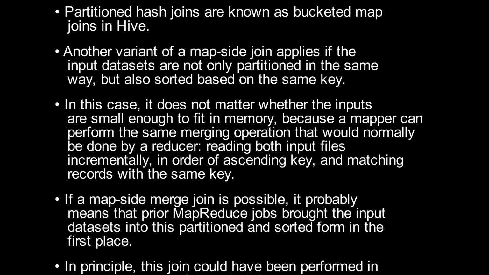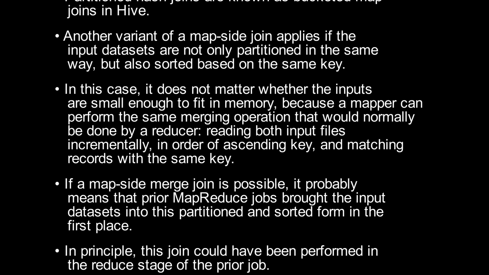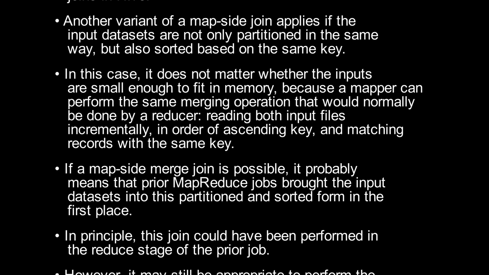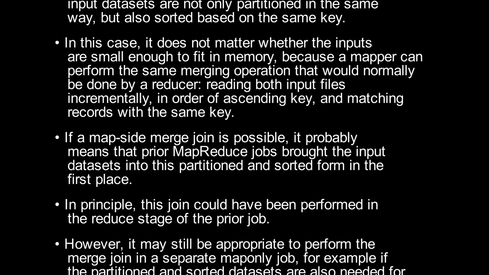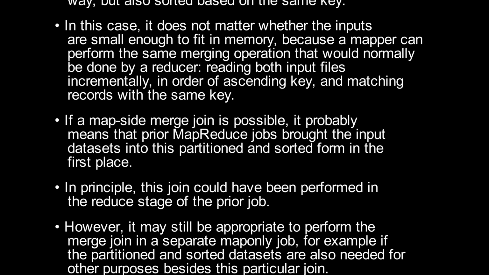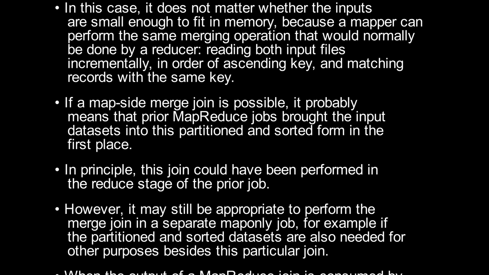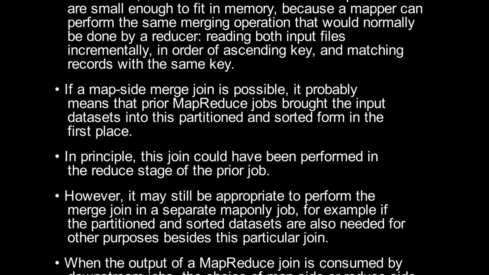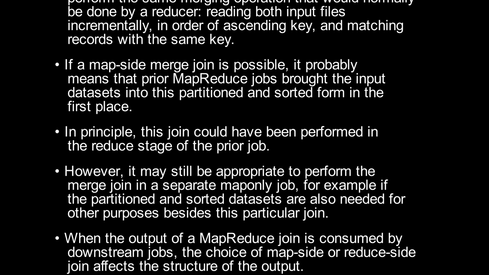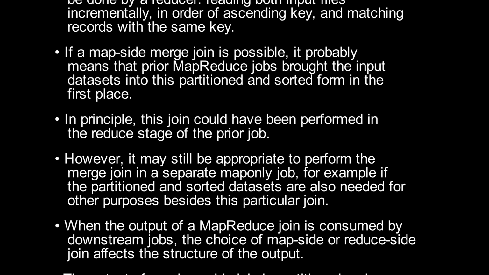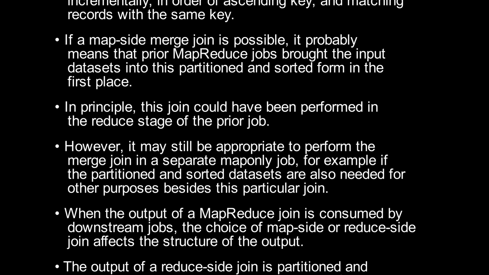If a map-side merge join is possible, it probably means that prior map-reduce jobs brought the input datasets into this partitioned and sorted form in the first place. In principle, this join could have been performed in the reduce stage of the prior job. However, it may still be appropriate to perform the merge join in a separate map-only job, for example, if the partitioned and sorted datasets are also needed for other purposes besides this particular join.